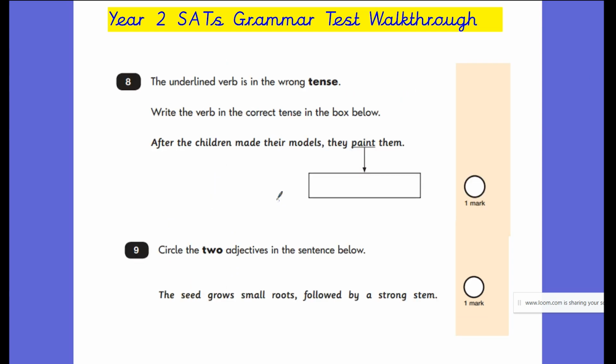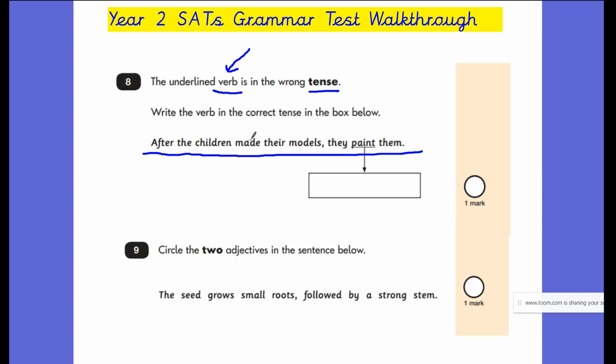The underlined verb is in the wrong tense. So, verb. A little bit of a word class question here, but also a question about tense. Verbs are doing words, and then further up in Key Stage 2, they're also being verbs, being words as well. But in Year 2, they need to know that they're doing words. So there's a doing word in this sentence that is in the wrong tense.